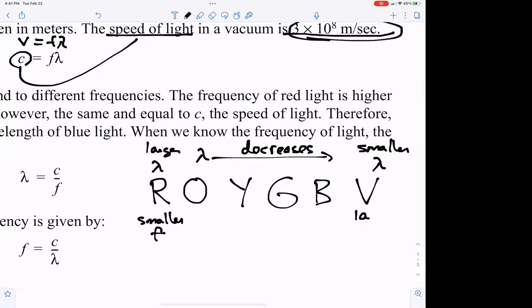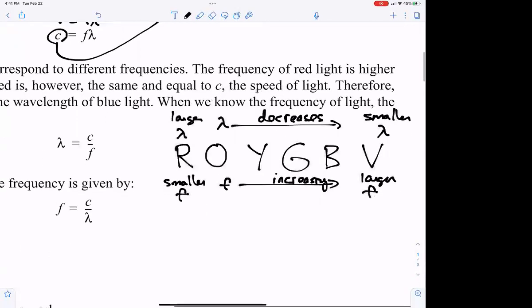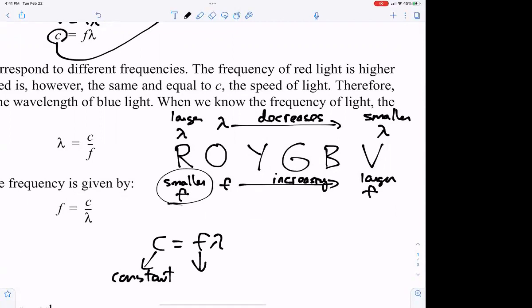And we have much larger frequencies. So you can see that the frequency is increasing as we go from red to violet. And again, why is that? Because the speed of light is constant. So if the speed of light is constant, you can see that smaller frequencies of red color would correspond to larger wavelengths. Similarly, smaller wavelengths of violet color would correspond to larger frequencies.